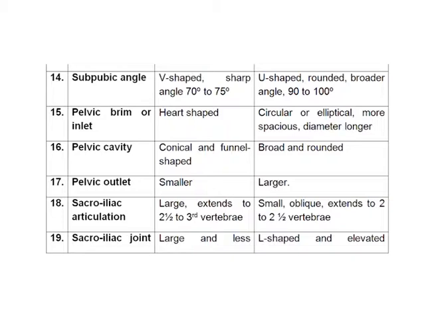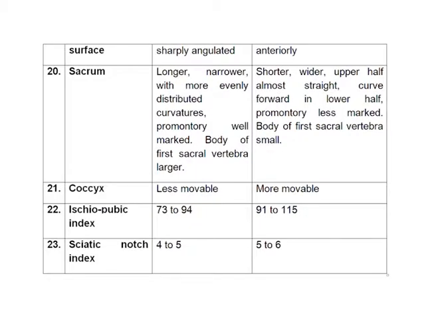If we observe the sacroiliac joint, it is large and less sharply angulated in male pelvis, whereas in female pelvis the sacroiliac joint is L shaped and elevated anteriorly. The pelvis also comprises the sacrum. If we observe the sacrum alone, in males it is longer, narrower with more evenly distributed curvatures.